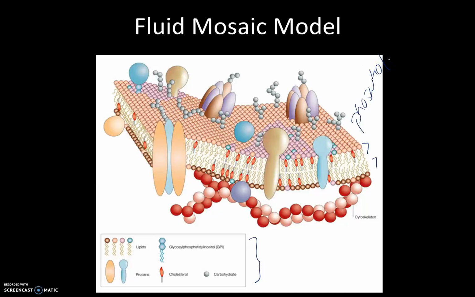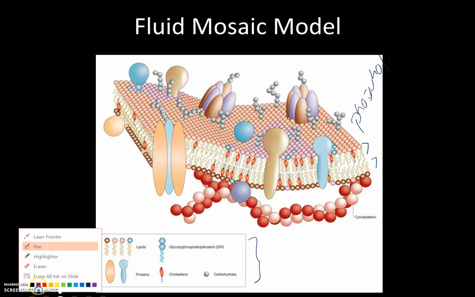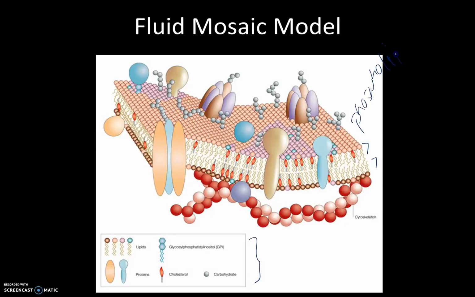Phospholipids. Sorry, that's hard to read. Phospholipids. And then extending all the way through the bilayer are going to be the membrane proteins, and you can see that there are different shapes. Remember, those different shapes are going to be related to the different types of chemicals that would be matching those shapes and would be allowed into or out of the cell.